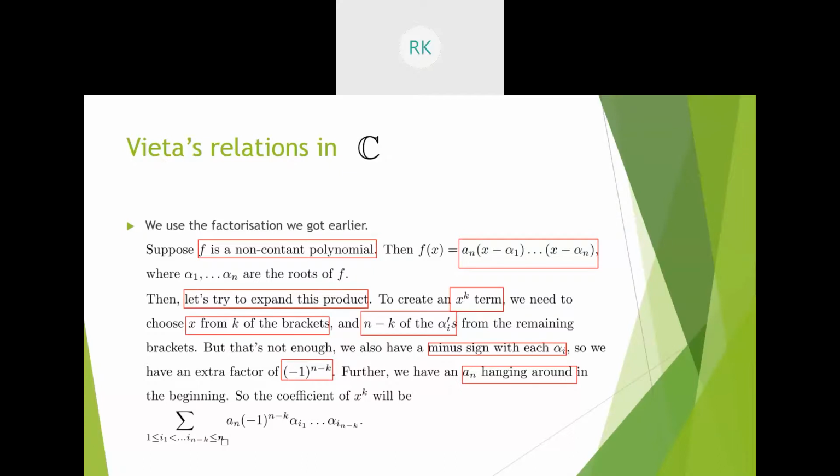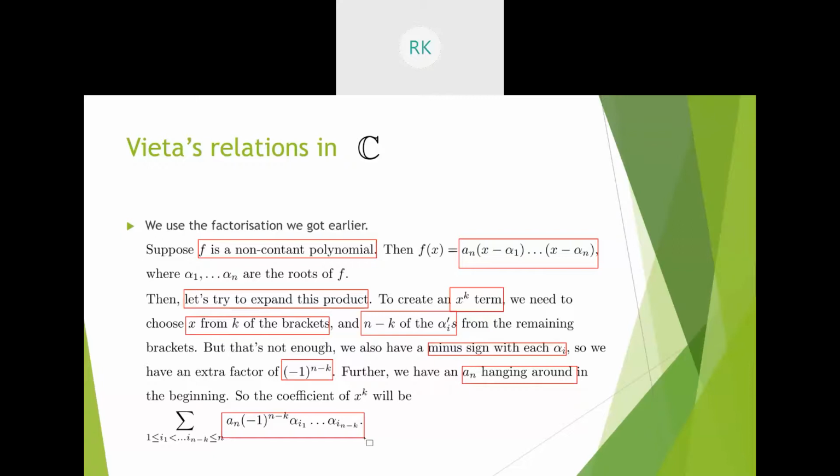Forget about the summation now, just look at the expression. A typical term having x power k looks like this: minus 1 power n minus k into alpha i1, alpha i2 up to alpha i(n minus k), into a_n. How did we get this expression? Basically, from the i1th position, i2th position up to i(n minus k)th position, we chose minus alpha i. And from the remaining positions, we chose x. And that's why we chose x k times, so we got an x power k.